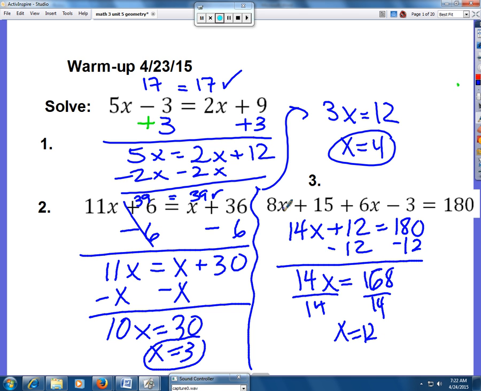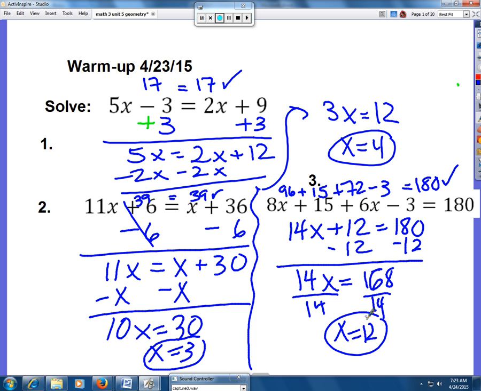Check that. 12 times 8 is 96. Plus 15 plus 6 times 12 is 72 minus 3. So 96, 111, 183 minus 3 is 180. So we have the correct answer.